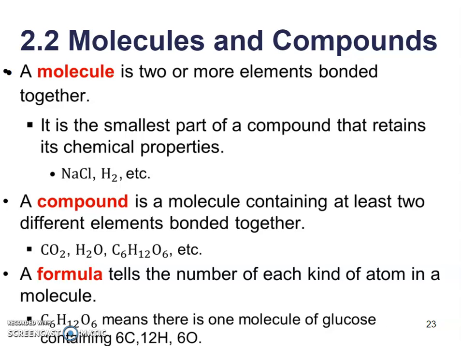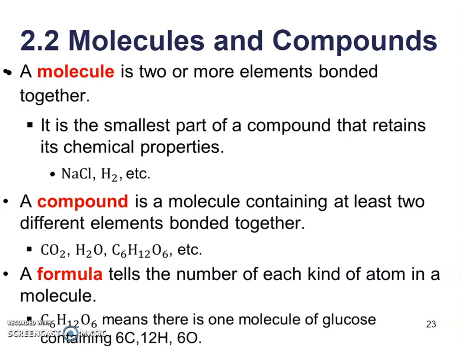Section 2, molecules and compounds. A molecule is two or more elements bonded together. It is the smallest part of a compound that retains its chemical properties, like sodium chloride, that is table salt. A compound is a molecule containing at least two different elements bonded together, like carbon dioxide, water, glucose. Those are ones that we're going to talk about frequently in this class.